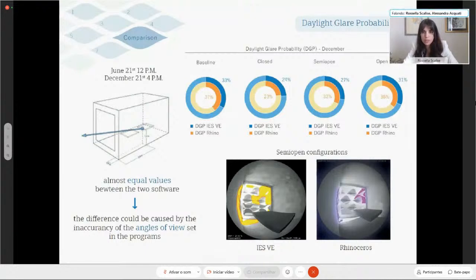The following parameter was the daylight glare probability, and we conducted the analysis both on June and in December. And in here, I reported the December results. We obtained almost equal values between the two programs, but a small difference could be due to the inaccuracy of the angle of view set in the two programs, because they could not be set in an identical way. And in the right part of this slide are reported the screen captures of the fisheye of the semi-open configuration, both on ISV and on Rhinoceros.